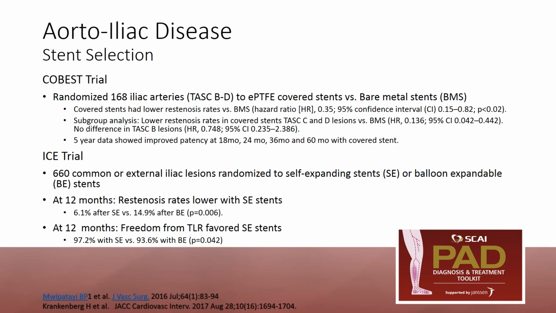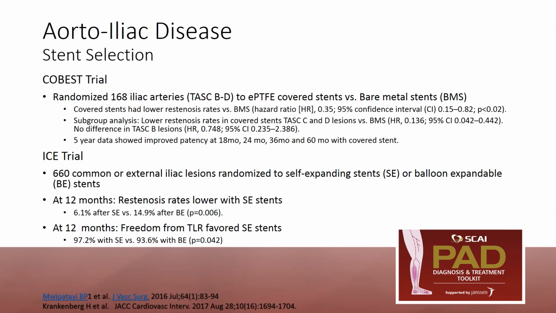And more recently, if you talk about which stent to use, self-expanding versus balloon expandable, there was the ICE trial, which looked at 660 common and external iliac lesions randomized to self-expanding or balloon expandable. I was always taught that self-expanding stents are better with vessels where there's size mismatch or where there's flexibility or an issue with step down between the vessel size or tortuosity, and balloon expandable being, of course, more accurate.